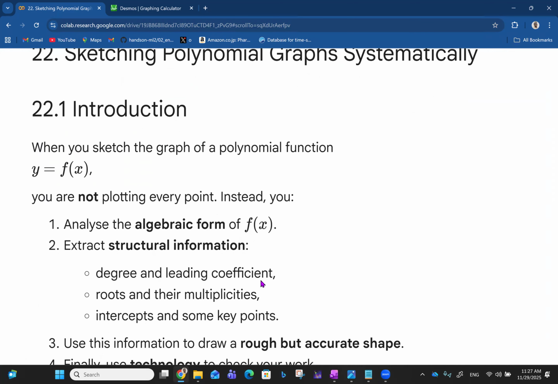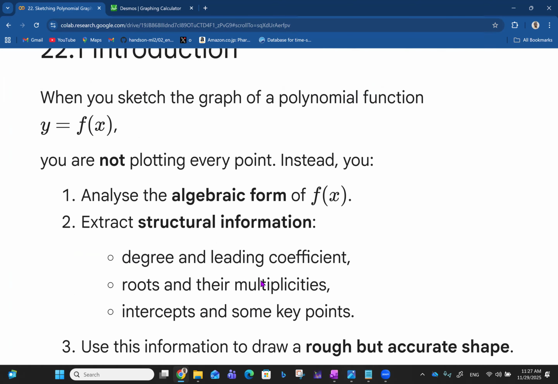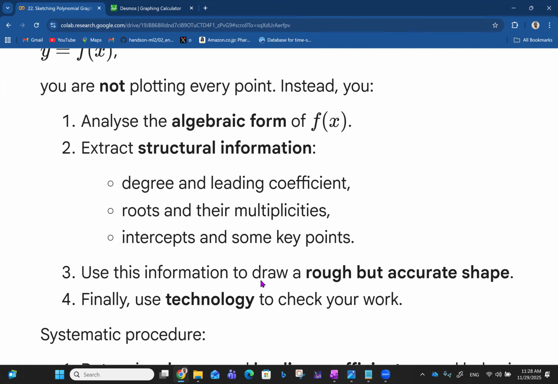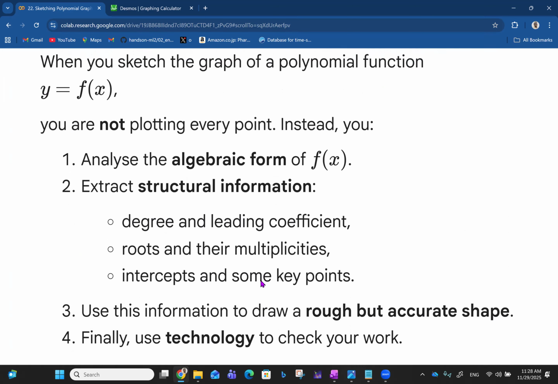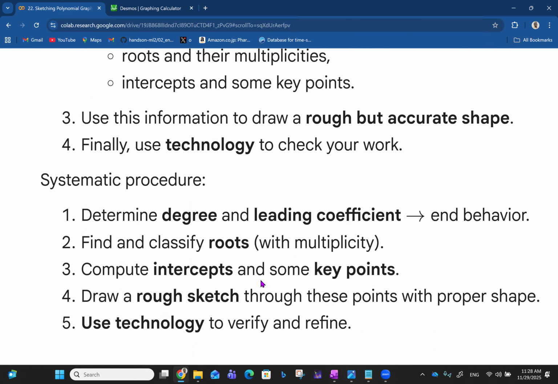So instead, we can analyze the algebraic form of f of x, extract structural information like degree and leading coefficients, roots and multiplicities, intercepts, and some key points. Degree and leading coefficient already tell us some things. Then the roots and their multiplicities give us some information, and then the intercepts and some key points, like we considered in the previous video. So we can use this information to draw a rough but accurate shape. Finally, we can use technology to check how well we have been able to do those graphs.